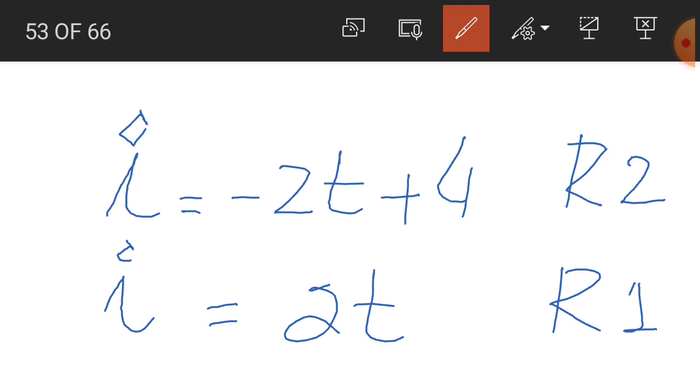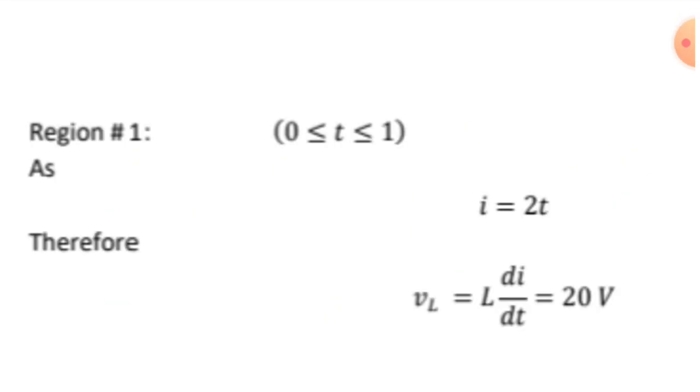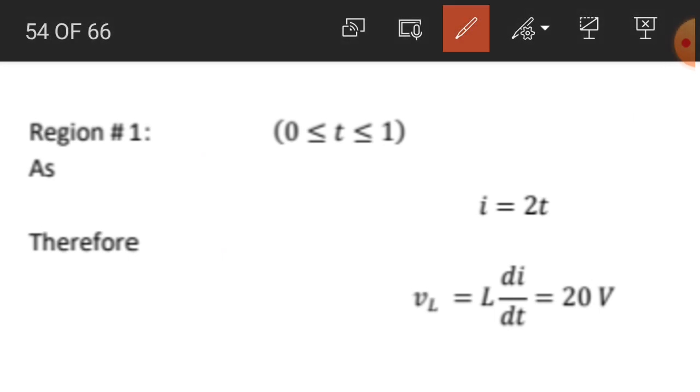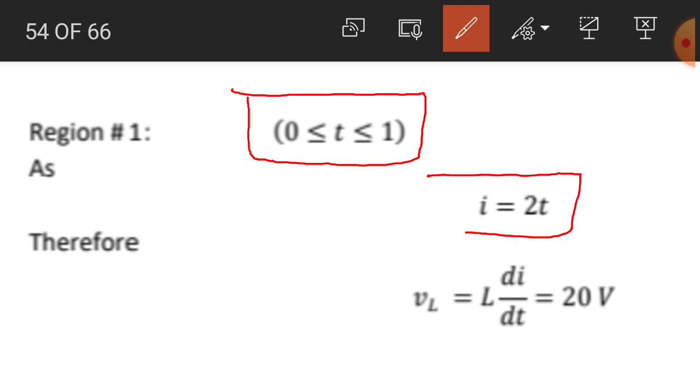So we know the equation for the current in region number 1 and the equation for the current in region number 2. Now we can calculate the voltage across the inductor in region number 1 as well as 2. So we are going to calculate the voltage now. We consider region number 1. The time is changing from 0 to 1. The current in region number 1 is 2t.